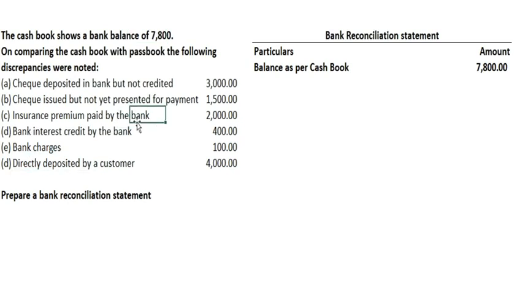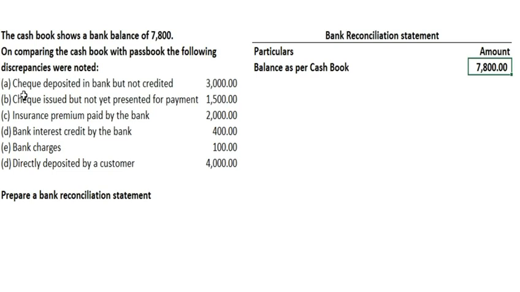Now in this question, unlike the last question, we have been given the balance of the cash book, which is the record maintained by the accountant. So obviously we will be starting with the balance as per cash book. Now we can analyze all the transactions one by one.